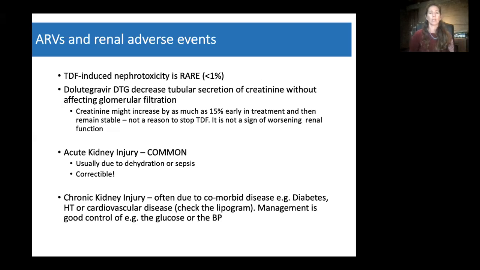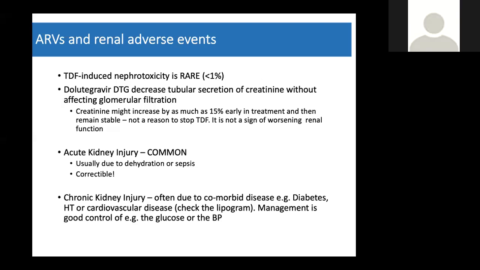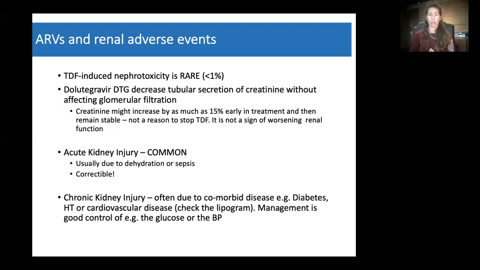AKI. And then the other thing we're seeing more and more now, because we've got so many patients that we're starting on HIV treatment, is lots of patients with comorbid disease. There are a lot of patients with chronic kidney injury due to their cardiovascular disease, their high cholesterol, their high sugars and their high blood pressure. It's got nothing to do with their ARVs. So again, we want to be able to tease this out properly when we see an increased creatinine.